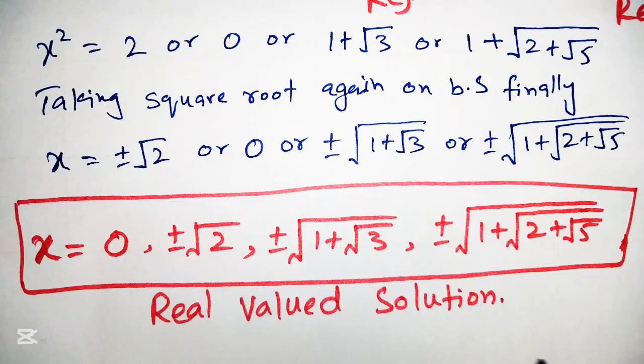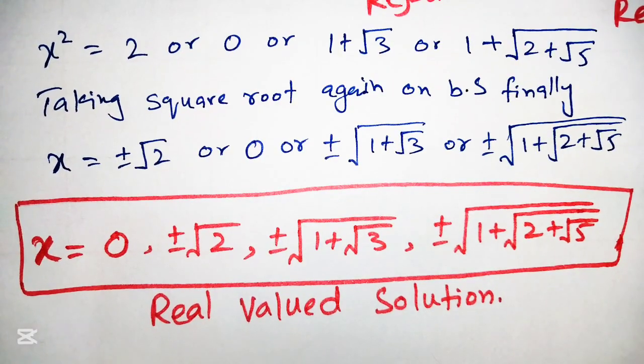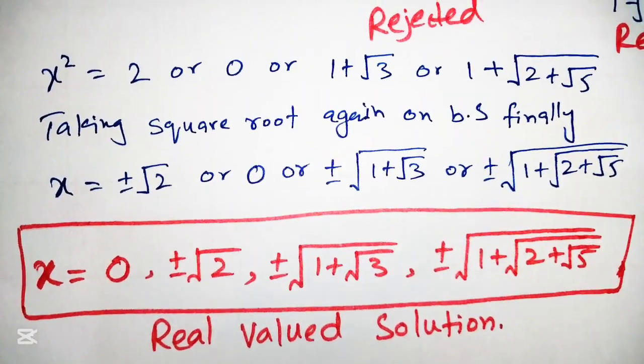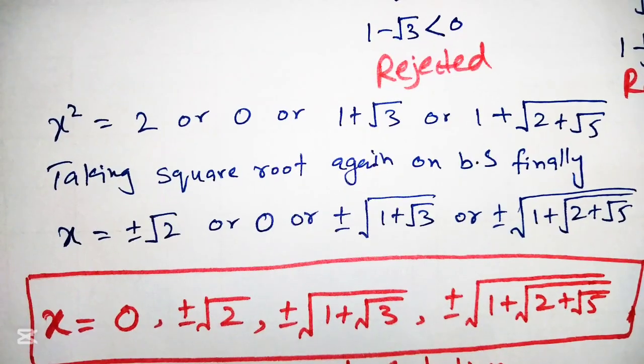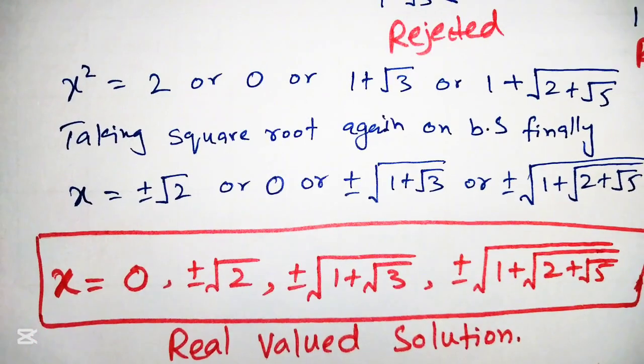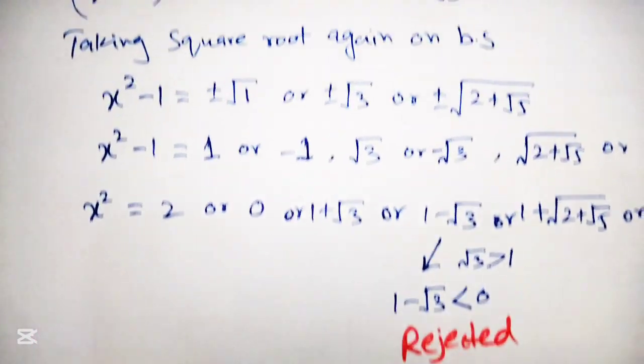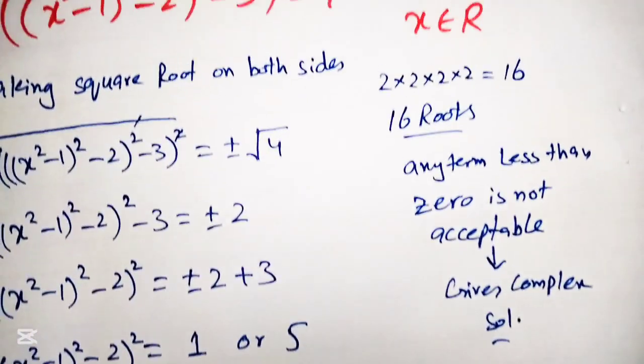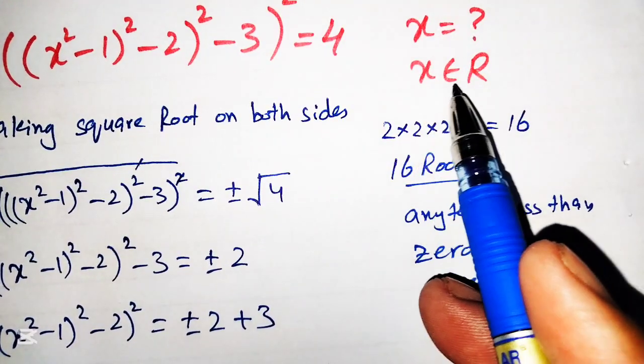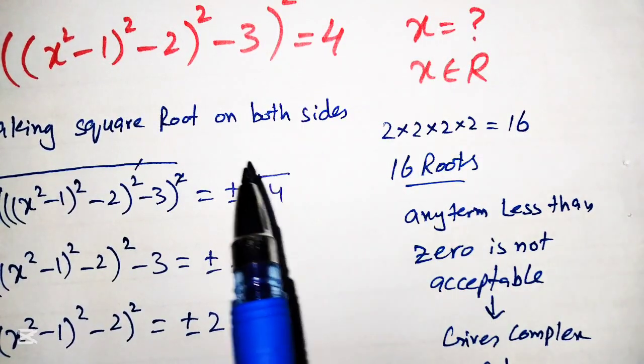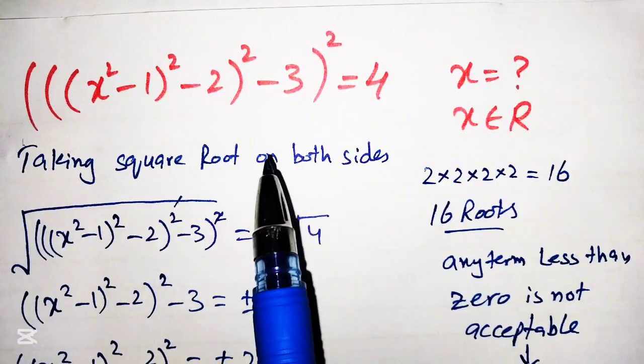and there are 7 real valued roots. As in the start we said that the total number of roots of this given equation may be 16, but we have to find only real valued roots, because in the start we are given the condition that x belongs to R. So we get 7 real valued roots of this equation.